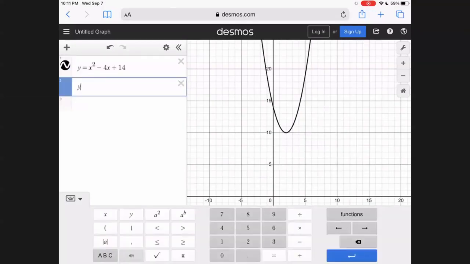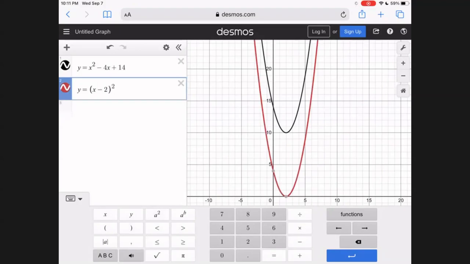So y equals, and one thing to know, when you do vertex form, the a comes first. So in the first one, a is 1, so I'm just going to put a 1 there, or we don't need to put it, so I won't put it, okay? And then parentheses, x minus 2, close parentheses squared, and then I have to add 10, because that's where our vertex is at 2, 10. You see they now have overlapped because they are the same equation.